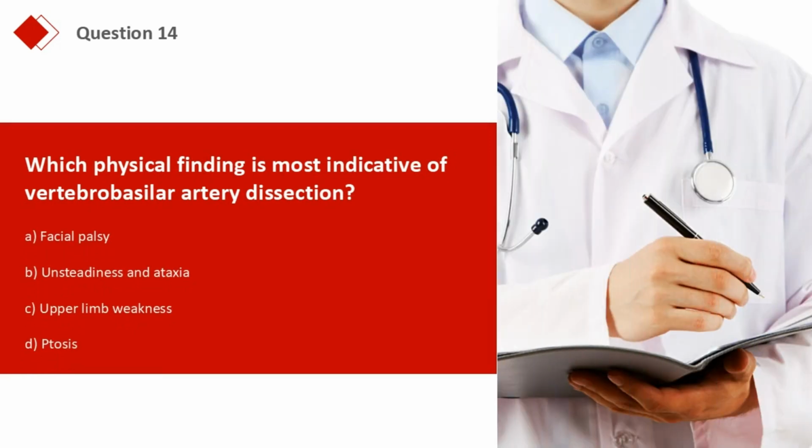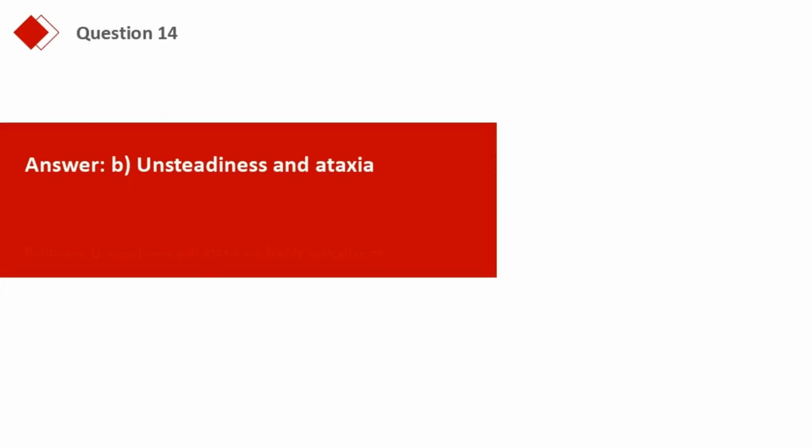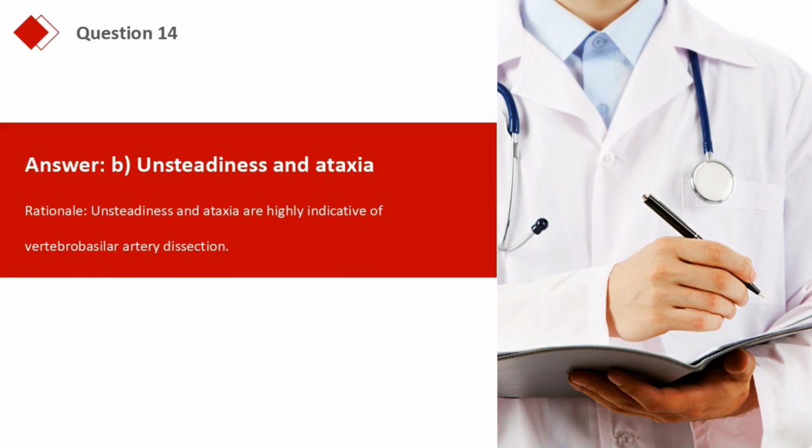Question 14. Which physical finding is most indicative of vertebrobasilar artery dissection? A. Facial palsy. B. Unsteadiness and ataxia. C. Upper limb weakness. D. Ptosis. Answer: B. Unsteadiness and ataxia.